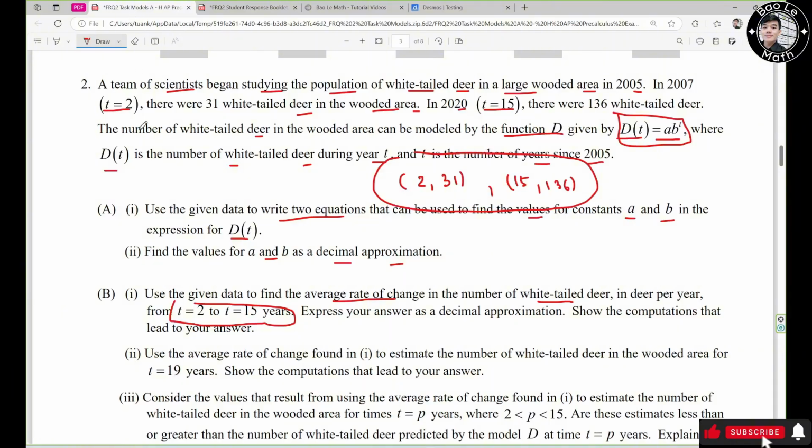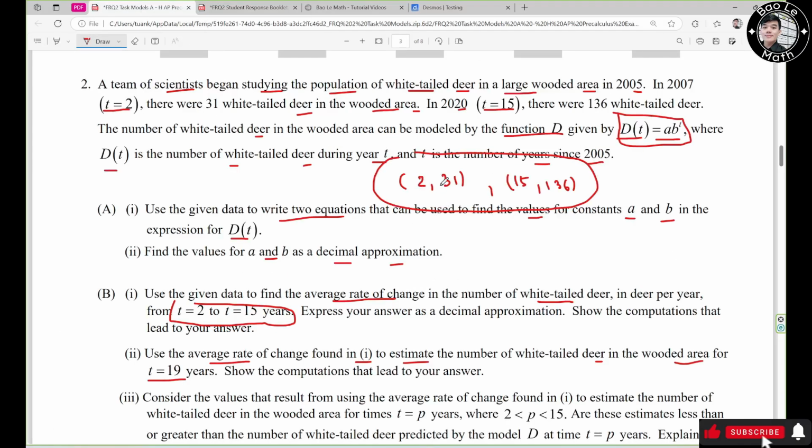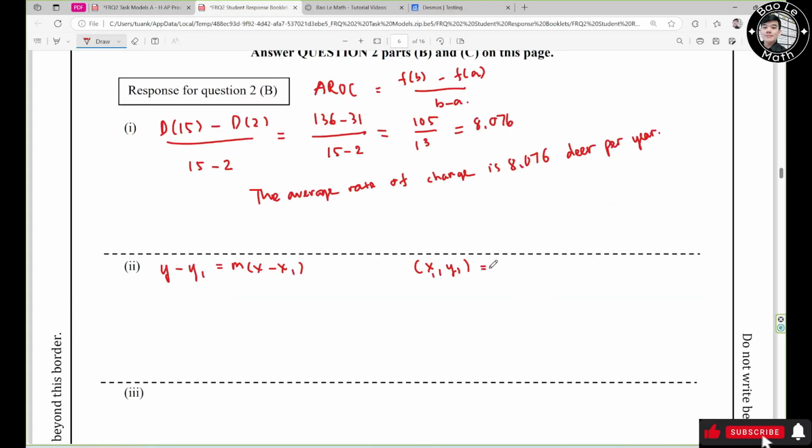Now let's move on to question B2. Use the average rate of change found in part 1 to estimate the number of white-tailed deer in the wooded area for t equals 19 years. Alright, so you know that the point-slope formula is y minus y1 equals m times x minus x1, right? Now you need to pick the ordered pair. x1, y1 is given right here, so I'm going to pick (2, 31), right? Now the average rate of change, which means m in this situation, we got it from B1 right here. It's going to be 8.076, right? So I have y minus 31 equals 8.076 times x minus 2, right?